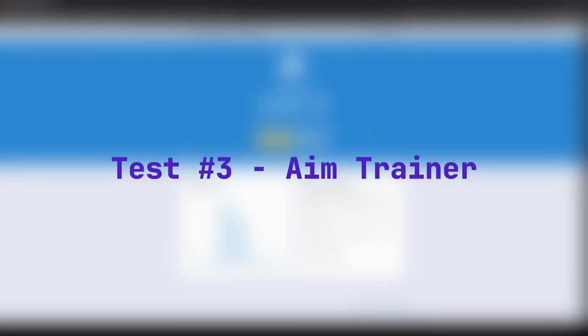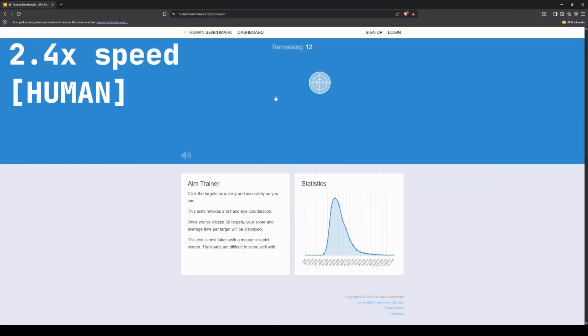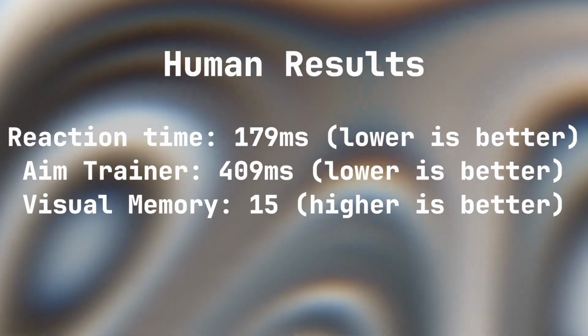For the aim trainer, we are meant to click on the targets as soon as they appear. This is easier on a touchscreen, but I'll have a go with mouse. This baseline reveals some pretty good results, but we can do better.